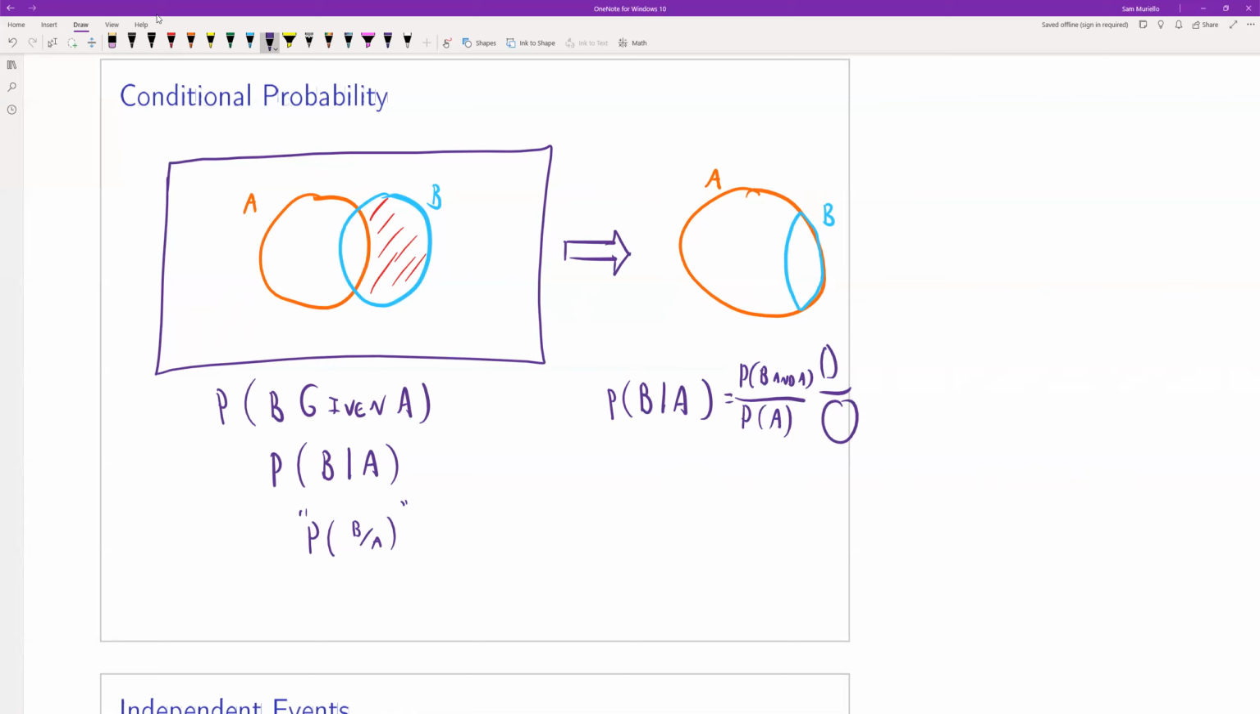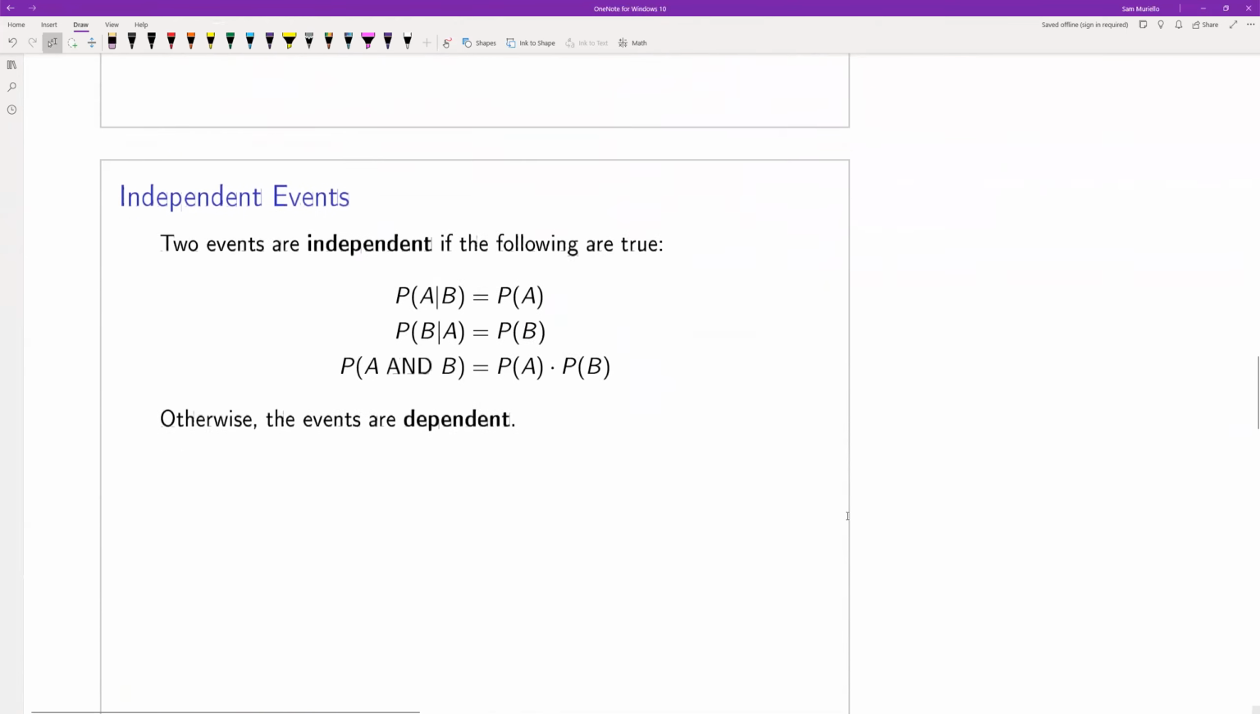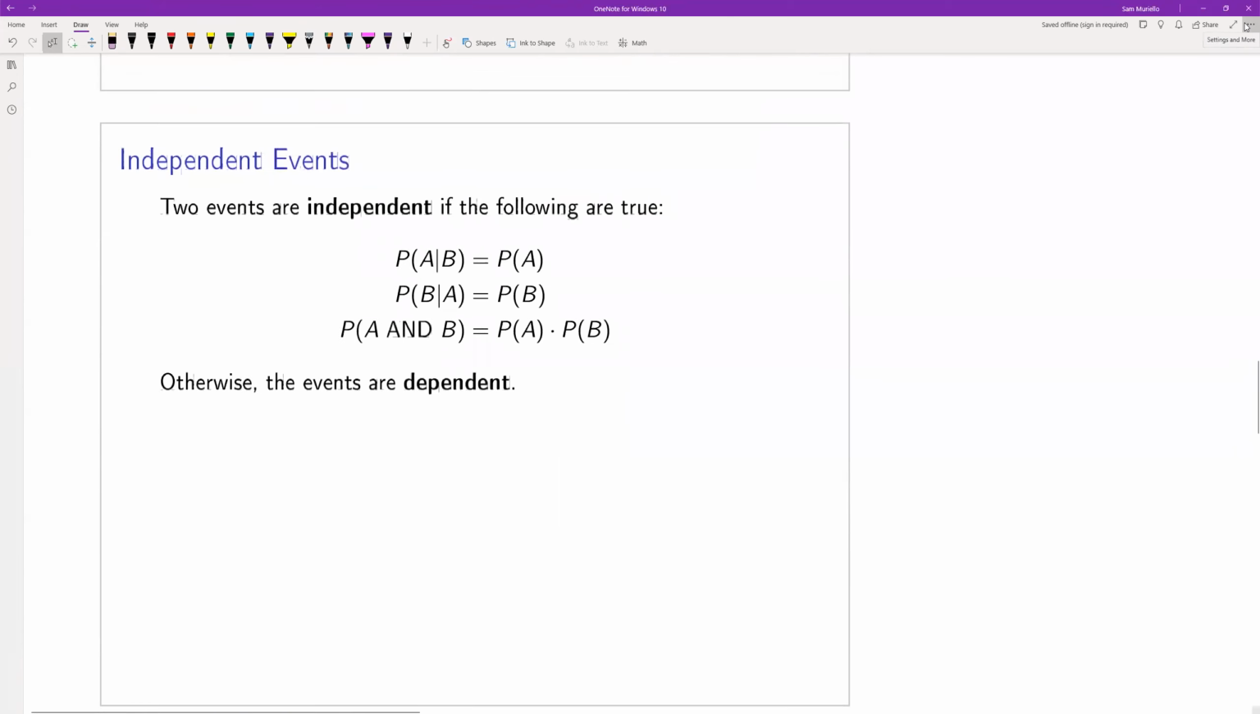Now that we understand the different types of math that can show up in probability, let's take a look at some classifications of what type of events we can have. The first one is called independent events. And independent events, we've got all of these fancy formulas, but basically independent events are events that do not depend. They're independent, they do not depend on each other.